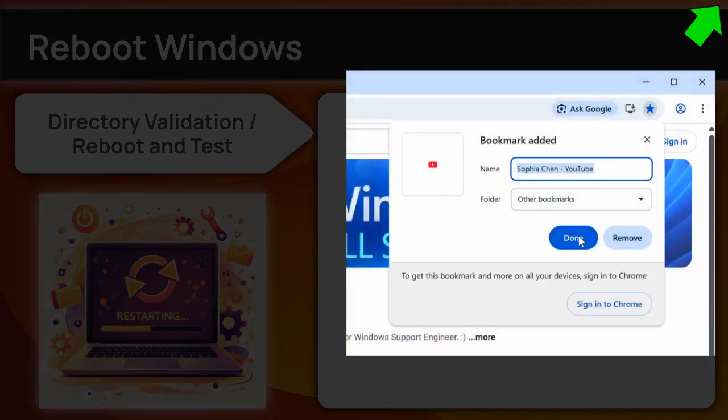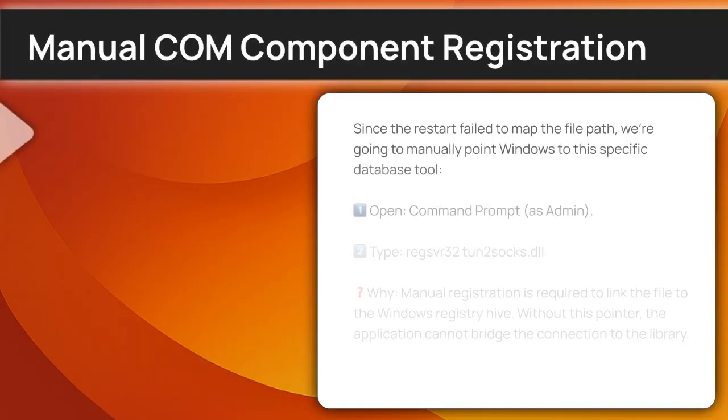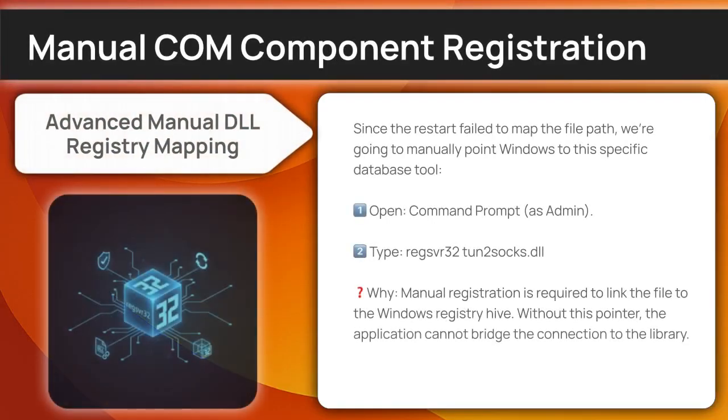If the previous steps didn't work, there's one more action we can take to stabilize the environment. Please pause the video if you need to back up your data before we proceed. Since the restart failed to map the file path, we're going to manually point Windows to this specific tool. First, open command prompt as admin. Second, type regsvr32, followed by your file name causing the error, then hit enter.